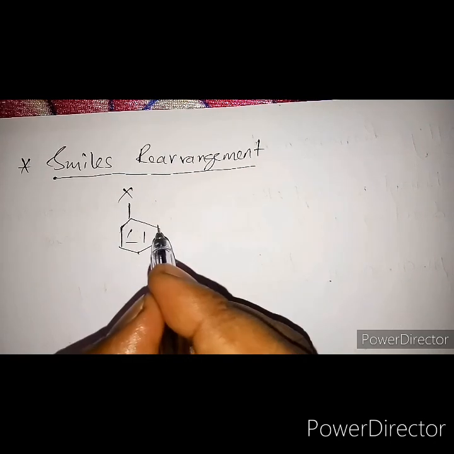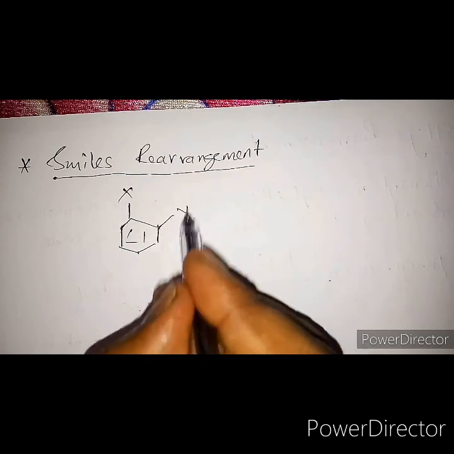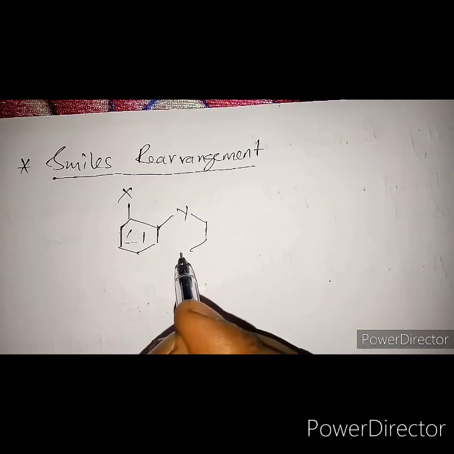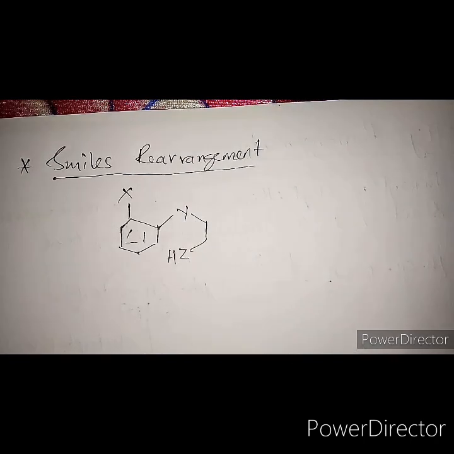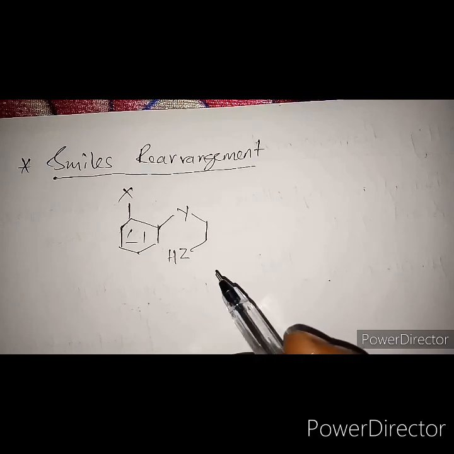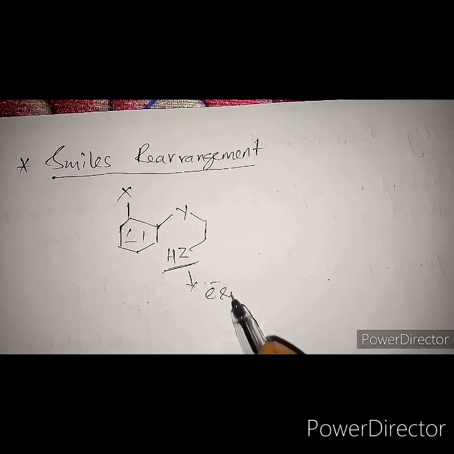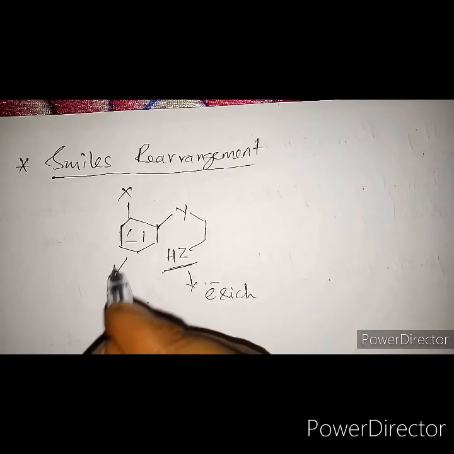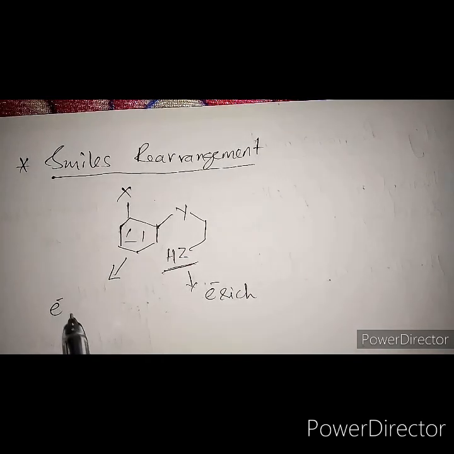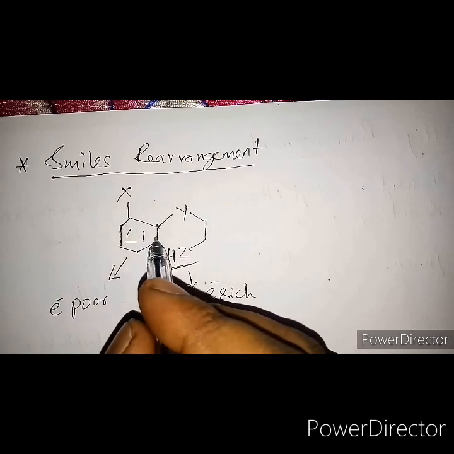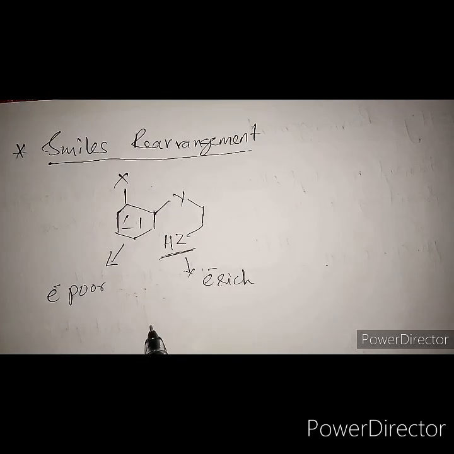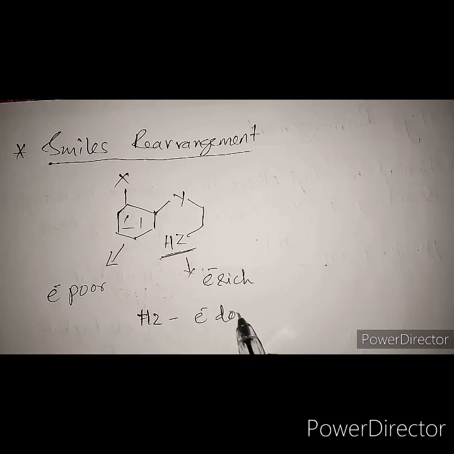So this is X connected nearby to ZH. Now here this group should be electron rich, and this phenyl ring should be electron poor. Because the electron rich has to attack the electron poor, therefore the ZH should be electron donating groups.